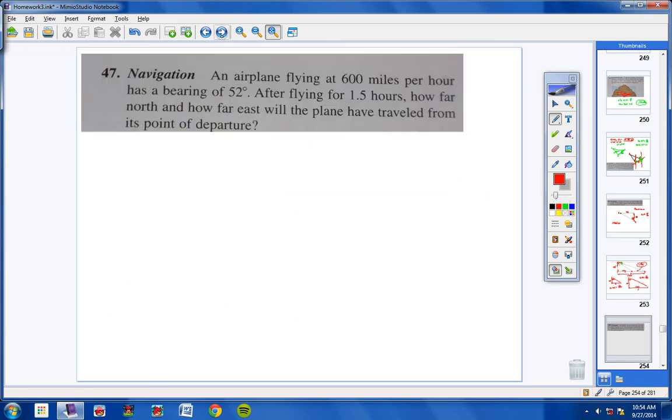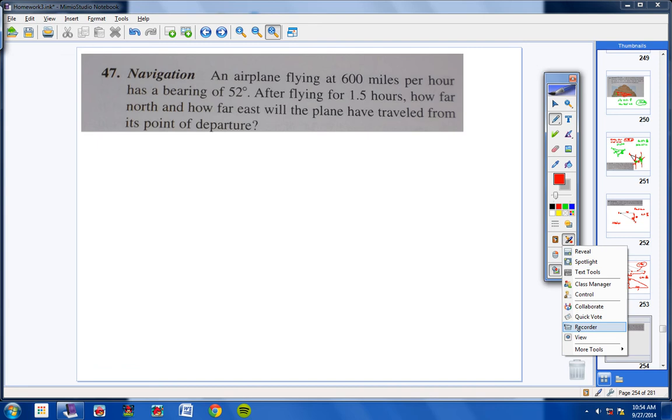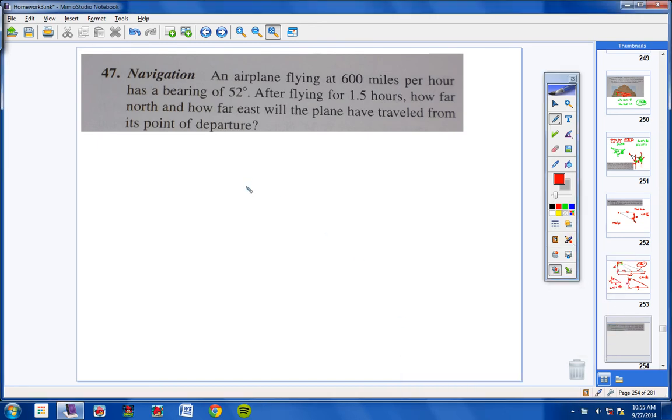All right, moving on to number 47. Okay, students, here we go. An airplane flying at 600 miles per hour has a bearing of 52 degrees. After flying 1.5 hours, how far north and how far east will the plane have traveled? Well, here we go. Not too difficult to figure out here.